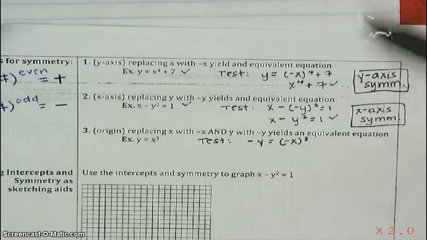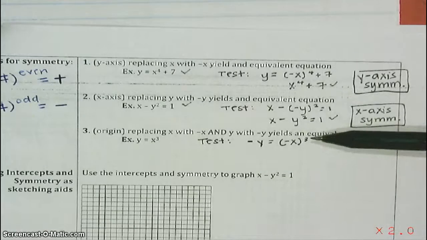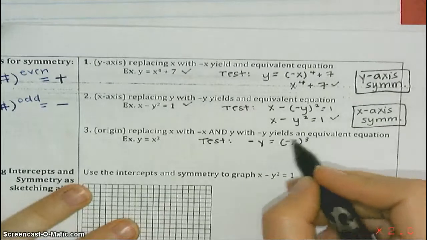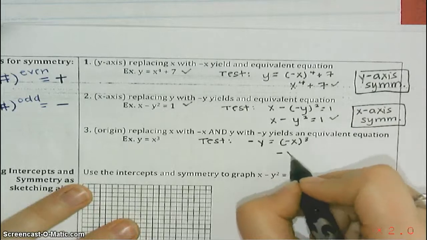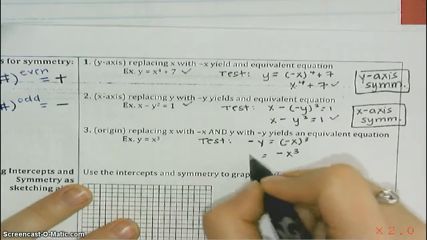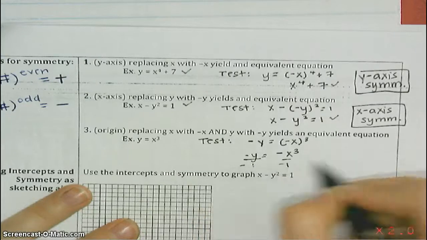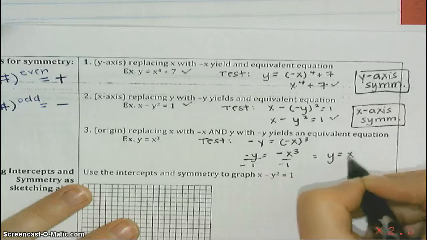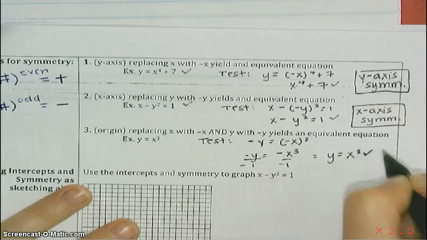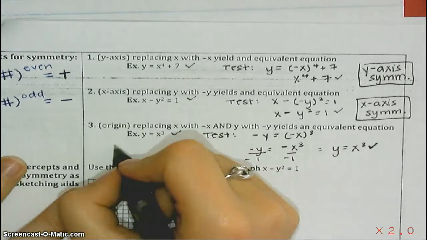So here we go. We have negative y is equal to negative x to the third. What's going to happen is that you're going to have a negative number to the third power, which is going to stay negative. But since both sides are negative, if you divide by negative 1, it simplifies to become what you started with. Since it simplifies to be the original thing, yes, we do have origin symmetry.